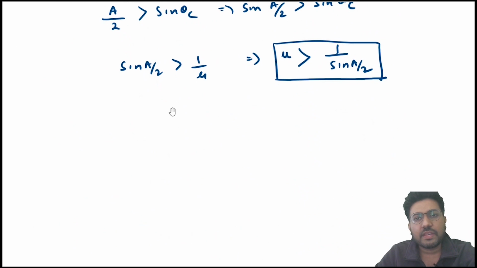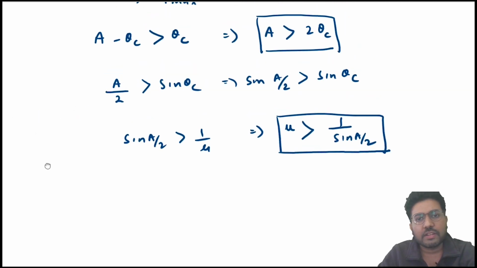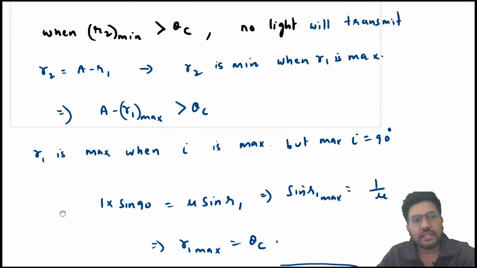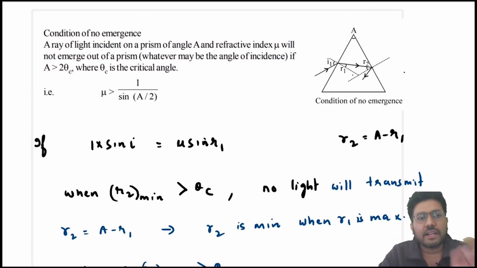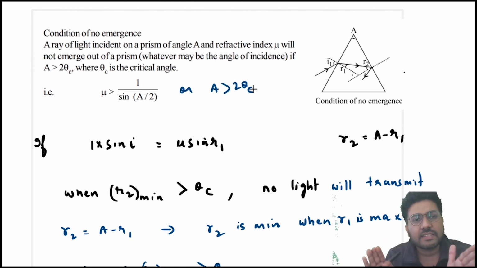So we have already discussed this in the cylinder, the same situation. Okay. So here now I will again write a conclusion that you have to remember. Listen carefully. Before the conclusion, I will do the second case. See, the first case, again I will repeat, the condition of no emergence is if mu is greater than 1 upon sine A by 2 or A is greater than 2 theta c. Both the conditions are same.